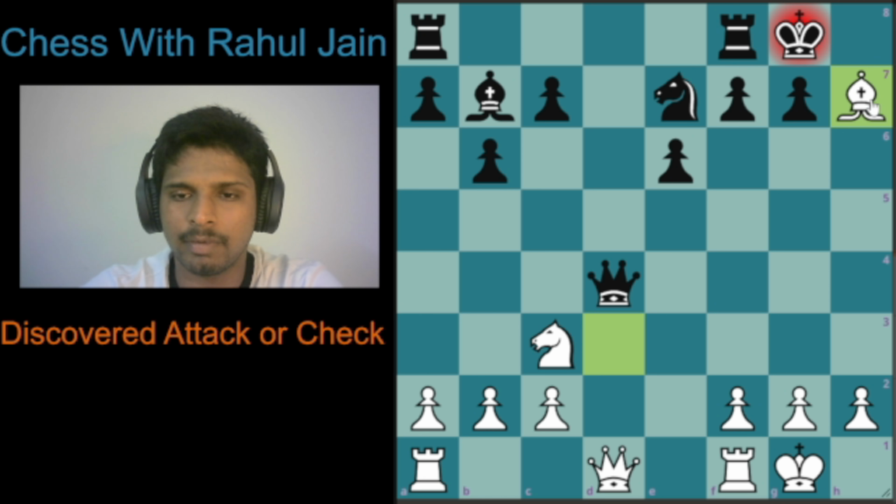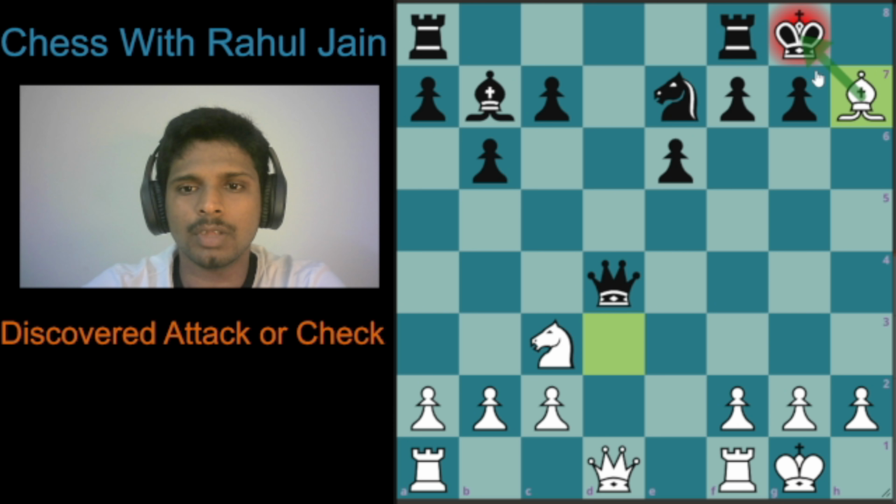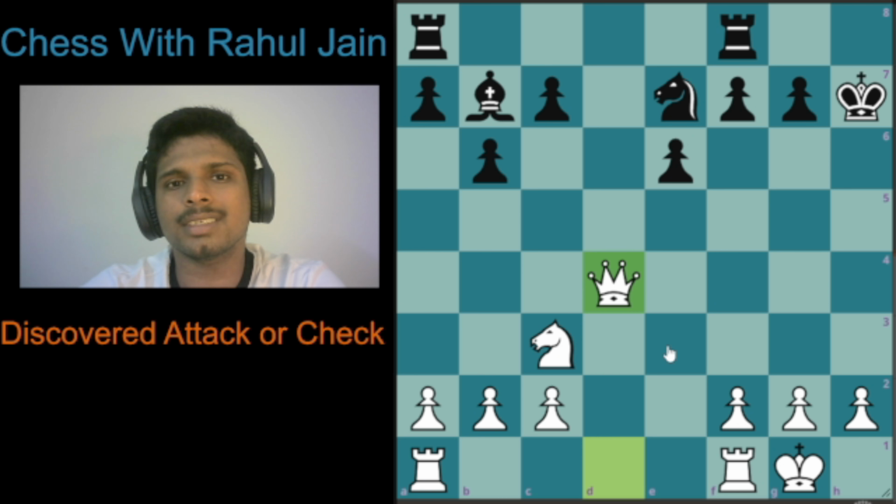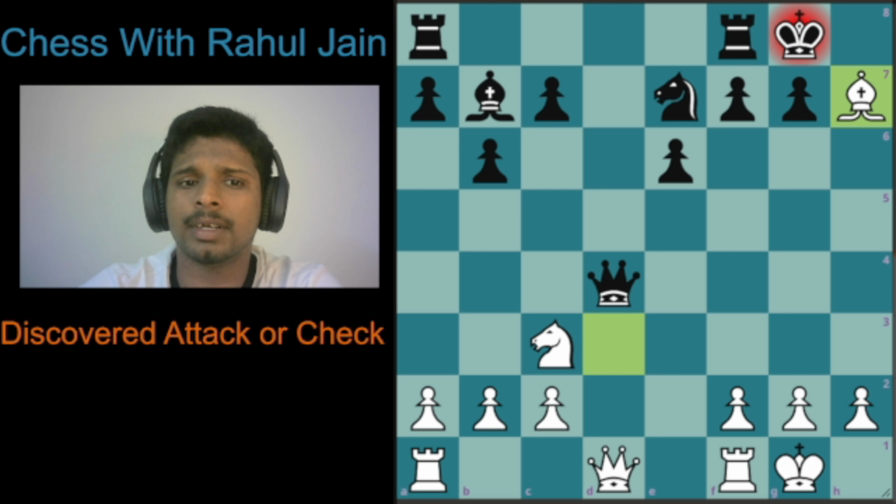So bishop takes on h7 is a discovered attack to the queen. I gave a check to the king. The king has to take or move. Moving is just useless. He has to take because he is losing the queen next. And we grab the queen. So this is an example of discovered attack. Let's go for the next example, which is discovered check.